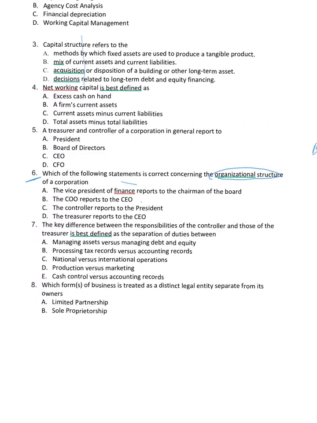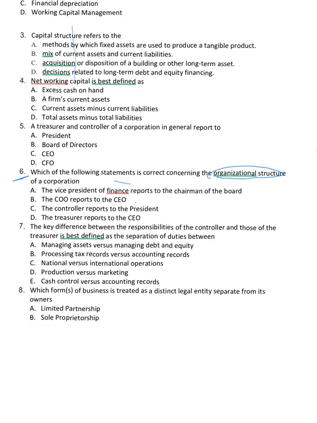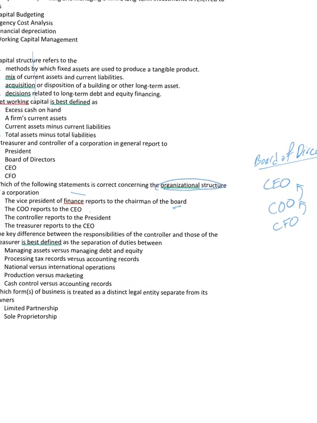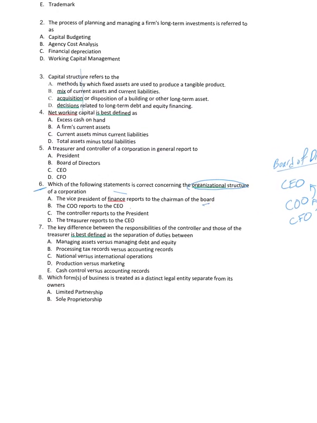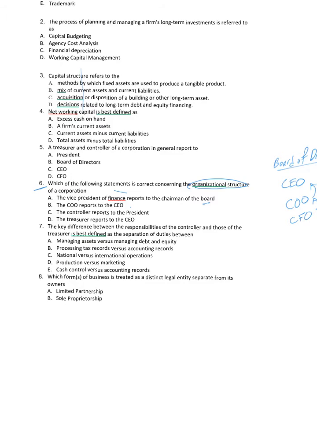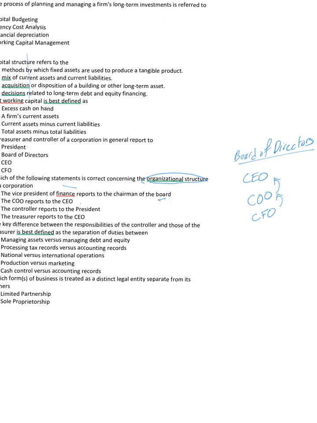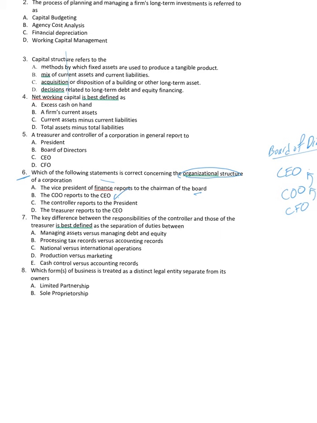So let's go back to look at these multiple choice questions. The first one says that the vice president of finance reports to the chairperson of the board. Well, this is not true, because we know that the vice president of finance, which is the CFO, reports to the CEO, not to the board chair. The second one is the COO reports to the CEO, and this is apparently true, as you can see in your organization chart. So it's actually option B.